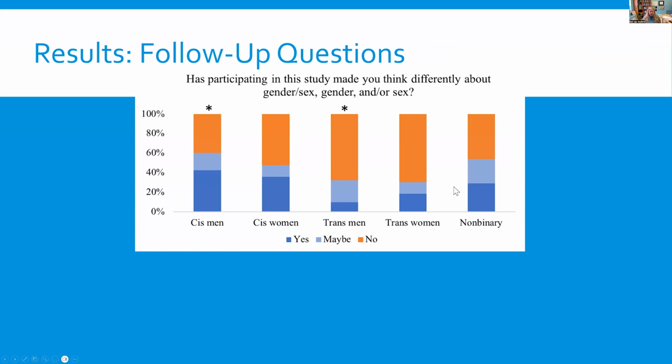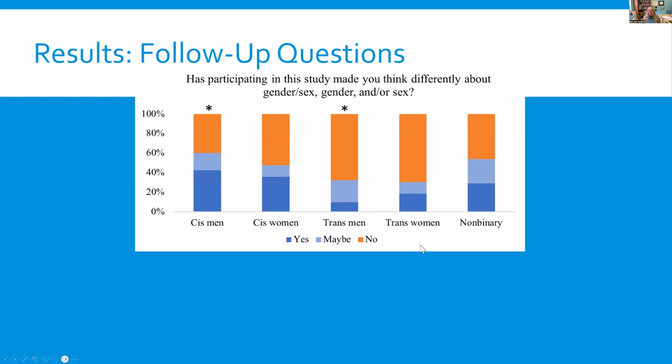And actually quite large proportions of our trans men, trans women, and non-binary participants, again, we're grouping these in contingent and constructed ways, also reported that doing SCT made them think differently about gender, sex, gender, and/or sex. And we weren't surprised that the numbers might be higher for cisgender participants because our gender and sex minority folks are really the experts and they've had lots of reason to think about this.